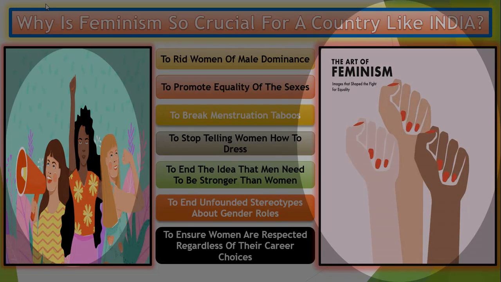Now let's talk about why feminism is so crucial for a country like India. India needs feminism because a woman deserves the same amount of money and respect as a man does for performing the same task. Now let's look at number one, to rid women of male dominance.